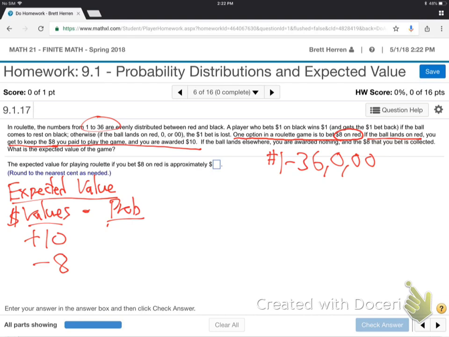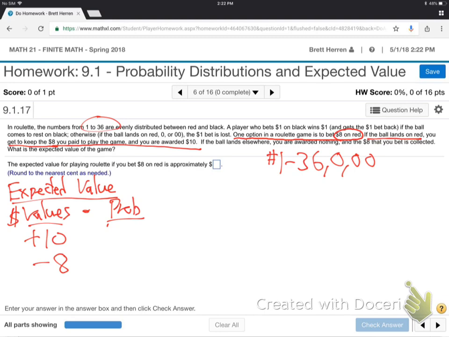You're betting 8. It says, if the ball ends on red, you keep the 8 and you are awarded 10. So you made 10. The 8 you just kept was already your 8. You just made 10 though. If the ball lands elsewhere, so if it's not red, you get nothing and the 8 that you bet is collected. You lose the 8. So those are the two financial outcomes. You're either going to make 10 or lose 8.